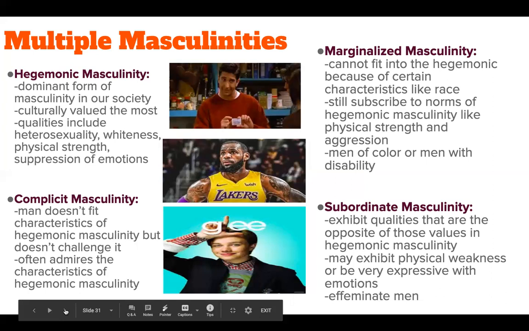So in this case, we're talking about LeBron James. Imagine if we're just talking about a regular man of color. That's why we consider those men to be marginalized masculinity. Men with disabilities are often placed in this category because they are seen as being less than, even if the disability was the result of something like serving in the military or a military injury, and they come back and people say, thank you for your service.